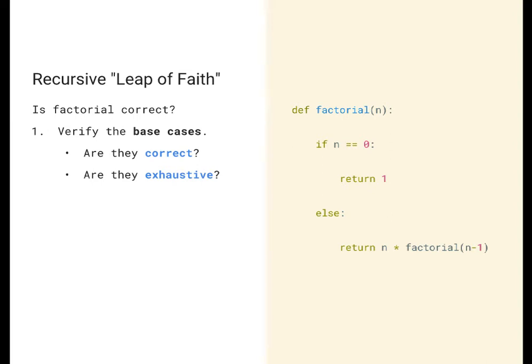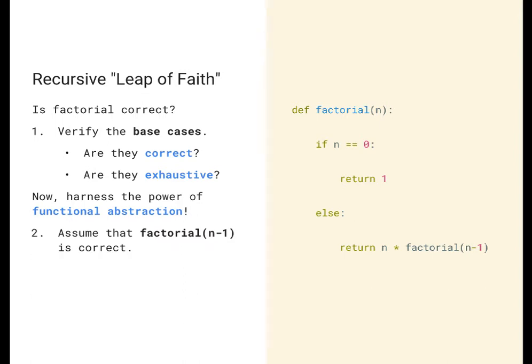Now, for the second part, we need to harness the power of functional abstraction. So this is where we assume that factorial of n minus 1 is correct. What functional abstraction says is, if I treat this like a black box, if I just assume that factorial takes in some number and returns some number out, and its behavior is that it'll give me the factorial of its input, then if I assume that that's all correct, I can verify that. If I know the factorial of 2 is, for example, 2, and I'm trying to compute the factorial of 3, all I need to do is multiply 3 by factorial of 2 to give me 6.